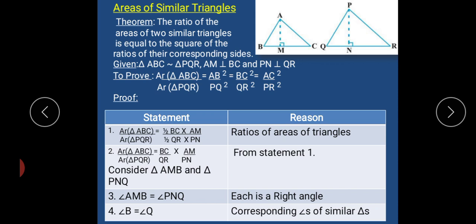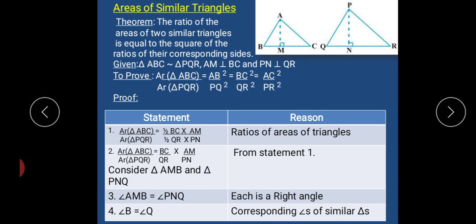What we want, if you go to what we need to prove, we want BC upon QR whole square. That means if we replace AM upon PN by BC upon QR, we'll get the square. That means we have to prove the ratio AM upon PN, both are the altitudes, AM upon PN is equal to BC upon QR. BC and QR are the corresponding sides.